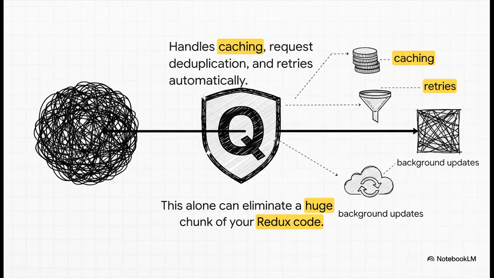And here's the key. For this kind of state, you don't really want a generic state library. You want a specialized data fetching library. And the absolute gold standard here is TanStack Query. I mean, this thing is built specifically for this. It handles all that gnarly stuff: caching, getting rid of duplicate requests, retrying failed fetches. It just handles it all for you, automatically. This one tool can wipe out a massive percentage of the code you used to write in something like Redux.